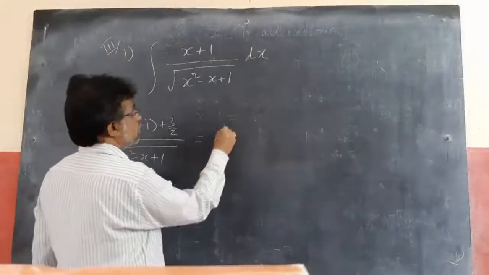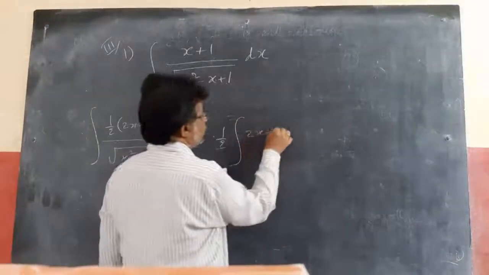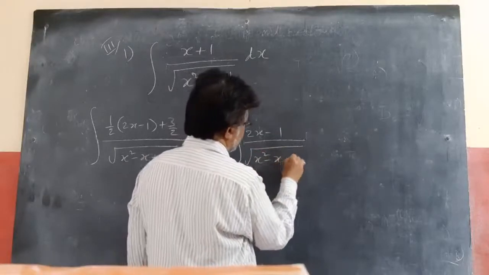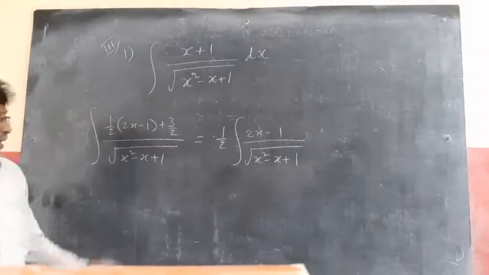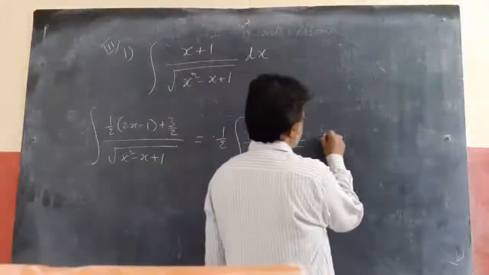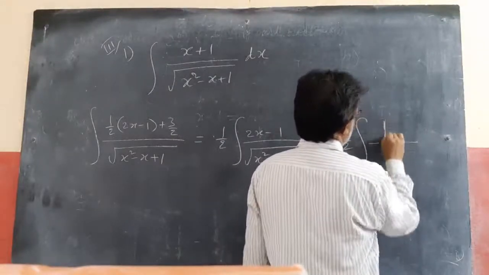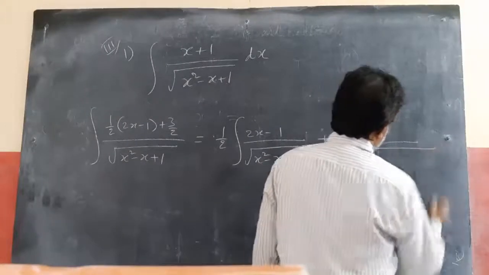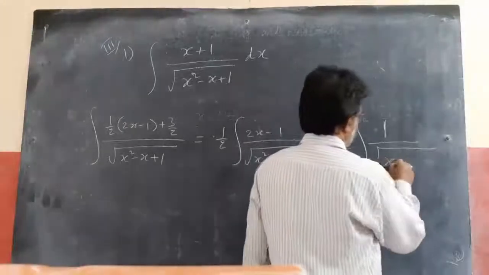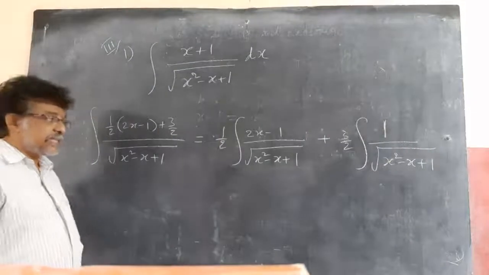Separating this gives you 1 by 2 into integral of 2x minus 1 by root of x square minus x plus 1, plus 3 by 2 into, 3 by 2 I am writing outside, integral of 1 by root of x square minus x plus 1.